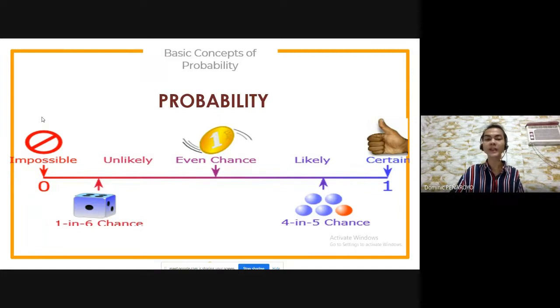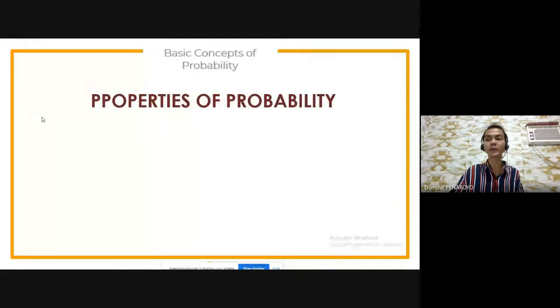Now let's have a better understanding of probability by knowing its properties. First, the probability of an event is between 0 and 1, wherein 0 and 1 are included. Okay? So what this means, class, is that if the probability of an event is equal to 0, the event cannot occur.